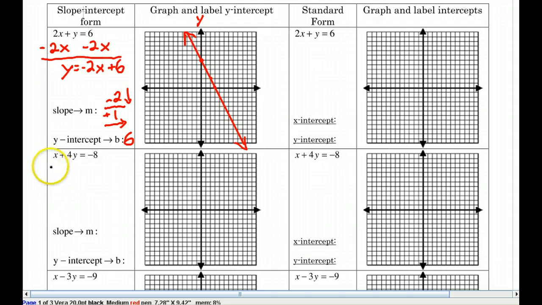Same thing on number 2. We have negative x on both sides. Subtracting x from both sides, bring down the positive 4y equals negative x minus 8. Divide both sides by 4.